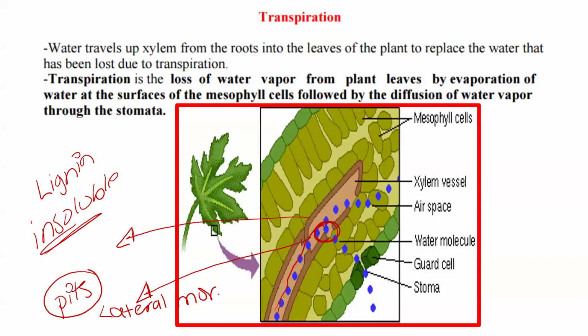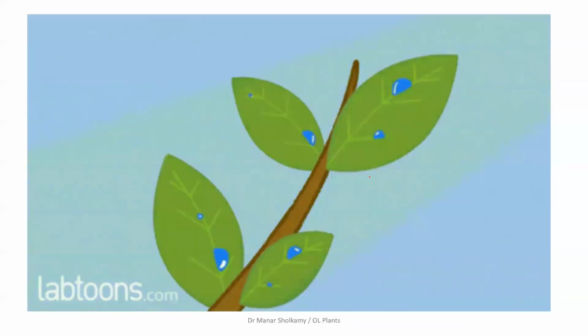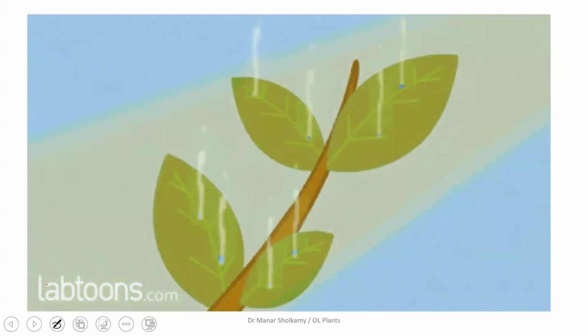Okay, I want you to notice the movement of the water. Water is in the liquid state. It is moving up the xylem by transpiration. It's being pulled up, okay? Now, the question is, why is it pulled up? Why is it going in this direction? Let's look at this picture. When the water reaches the leaves, it will evaporate.